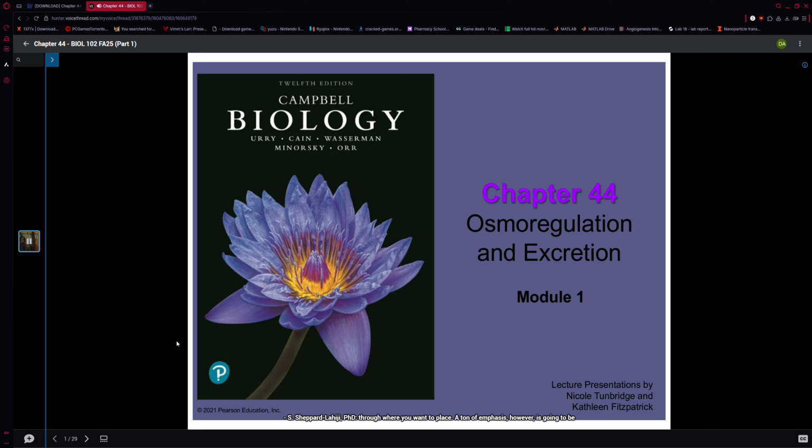Where you want to place a ton of emphasis, however, is going to be on mammalian osmoregulation, the mammalian urinary system. That one is a little bit more detailed within your book, and you do want to pay attention to the difference in terms of weight between these different topics.